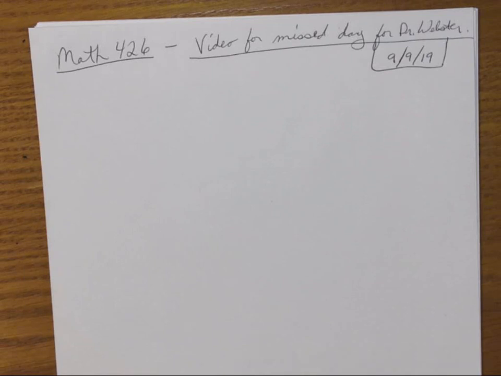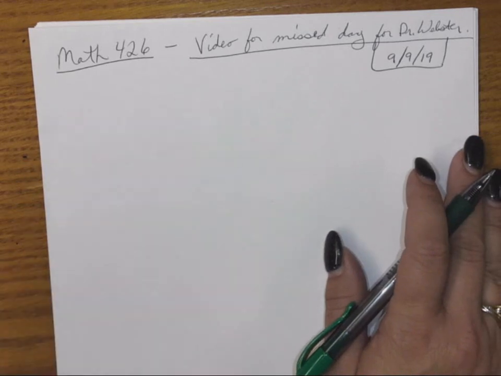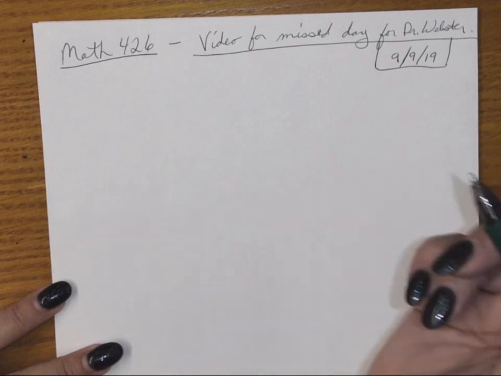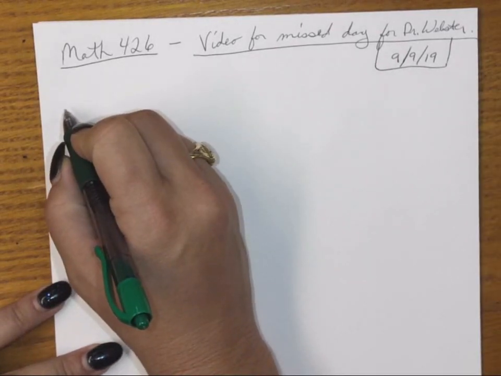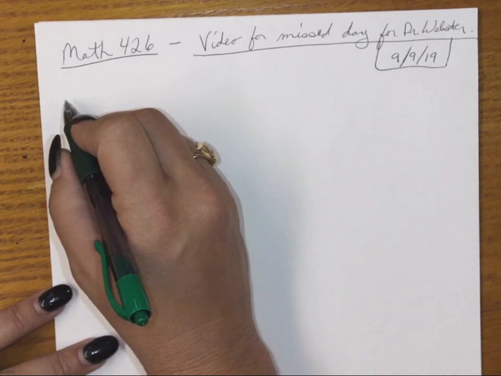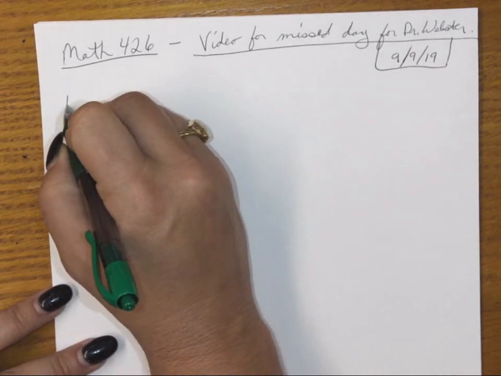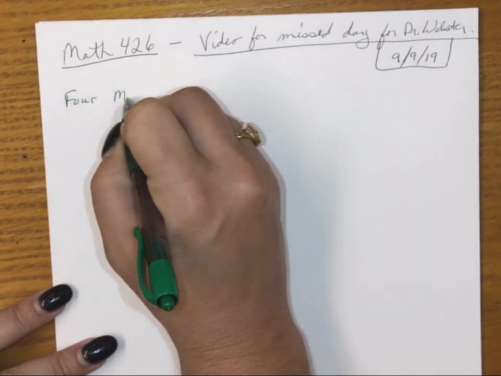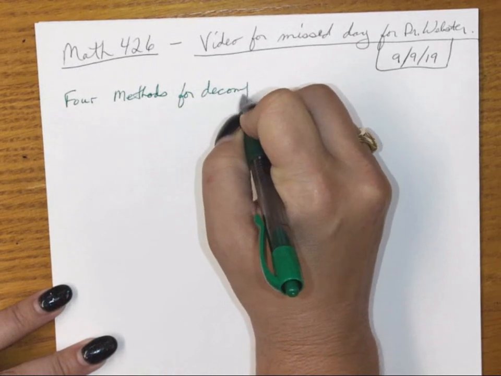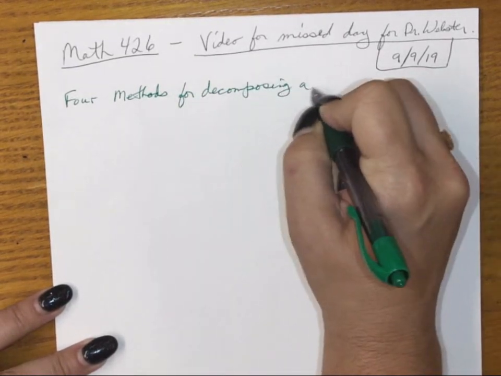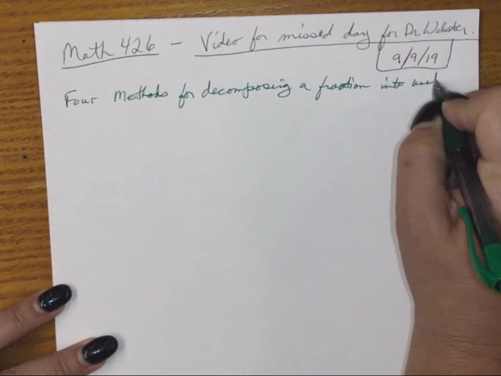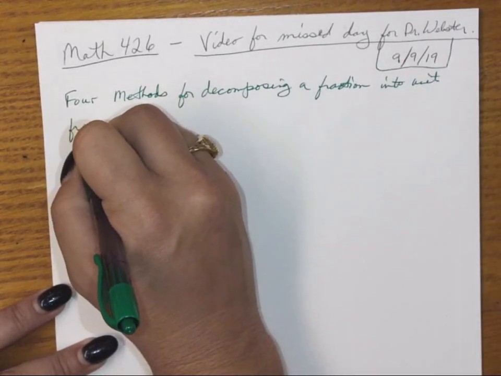Okay, so I'm hoping that on Friday we will get through all of the fraction decomposition for the Egyptians. I'm doing this in advance of Friday, so hopefully by now we've done the 4 methods for decomposing a fraction into unit fractions. And you've already had some chances to play with it a little bit.